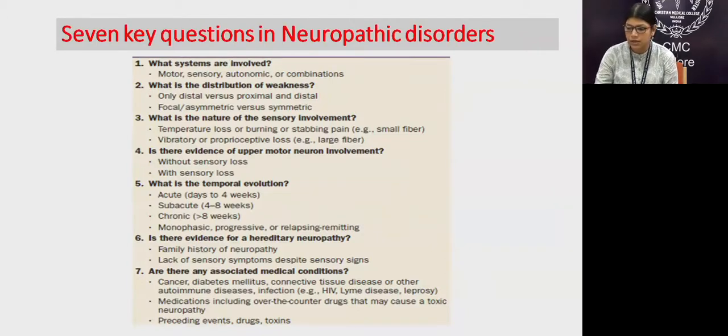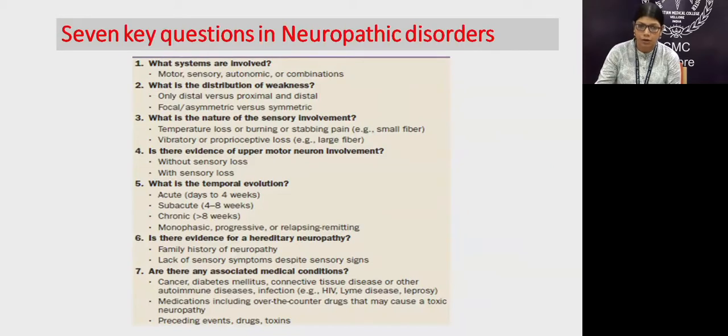The next question we need to ask: is there evidence for a hereditary neuropathy? So carefully take a family history of neuropathy, and examine the relatives' feet and hands to look for any signs of neuropathy. And if there is a lack of sensory symptoms despite sensory signs with distal muscle weakness, most often they are HMSNs, or hereditary sensory motor neuropathy. The last question is again to look at the etiology for the neuropathy presentation. What are the associated medical conditions, such as cancer, diabetes, connective tissue disorders, autoimmune disorders? We need to take a detailed medication, drug, and toxin history, and ask what the preceding events were, or was there any intake of drugs and toxins prior to the onset of the neuropathy symptoms?